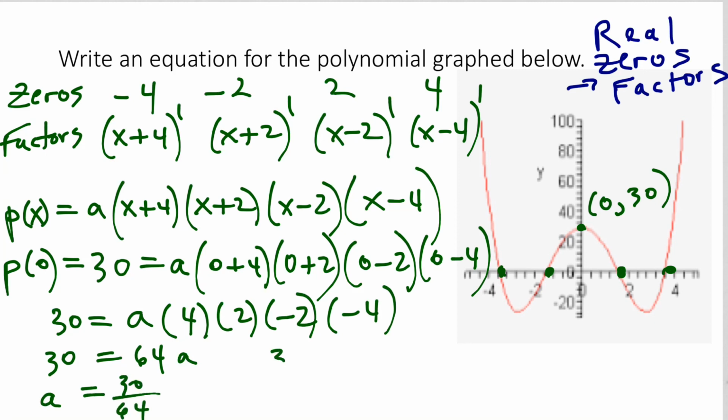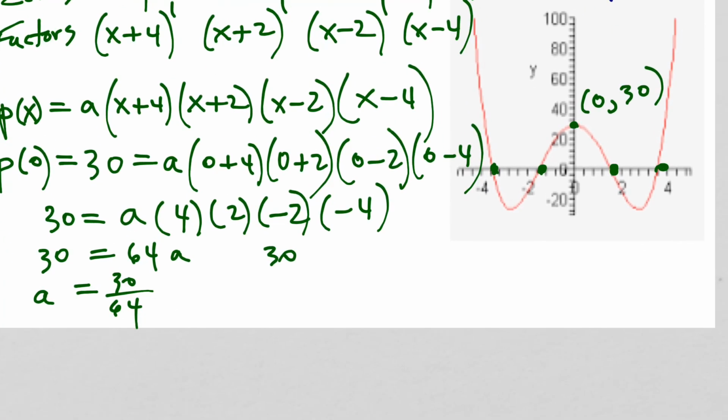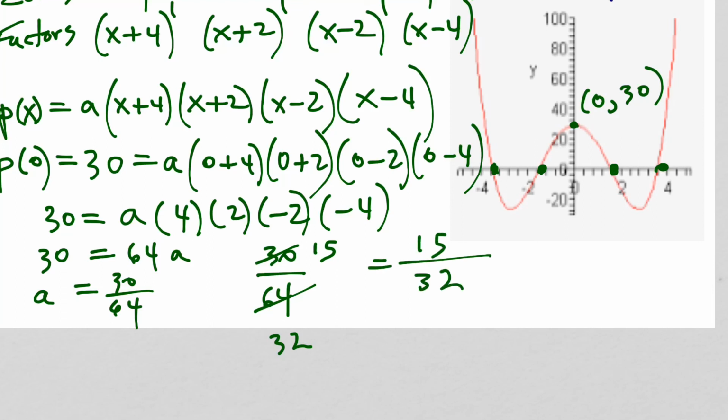All right, so that's a reduced 30 over 64. So 2 goes into that, and then 32. Okay, so it's equal to 15 over 32. So that's your a. All right, so that means p of x is equal to a. Let's go ahead and substitute that up here so we don't have to write it all out like we have been doing. So 15 over 32 would go here in front. That's your coefficient. All right, so my polynomial is highlighted in yellow, including my coefficient.